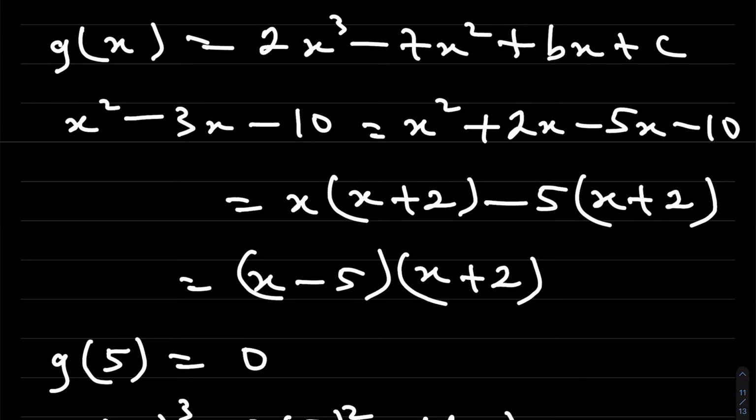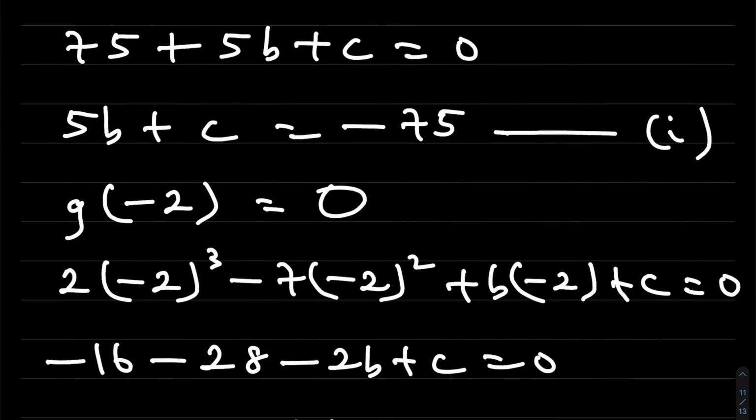This is a trick here. To find a third factor, divide g of x by the quadratic factor that you already know. If you don't know a quadratic factor, then you can divide by any factor that you have. But if you have one of the factors of a cubic, a polynomial of degree 3, and that factor is a quadratic factor, you just divide the polynomial by that factor to get the third factor.